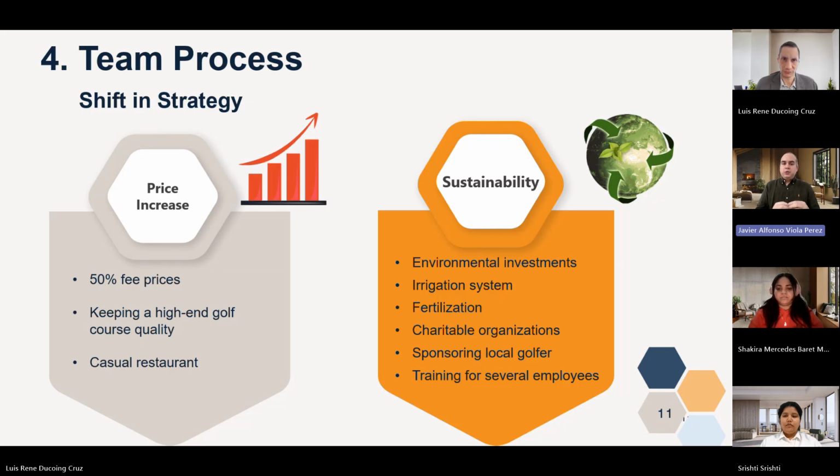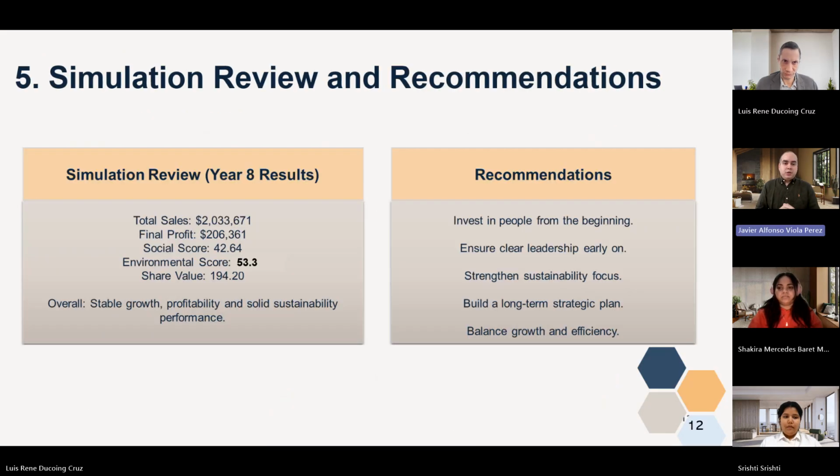And we decided to invest in sustainability simultaneously with investing in our golf course. So we decided to improve environmental systems, irrigation system, fertilization. We also gave money to charitable organizations and sponsored a golfer, which had a big impact in our community and in our results at the end of the simulation. And this was a right strategy that we followed. Now, Shakir is going to talk about the review and recommendations.